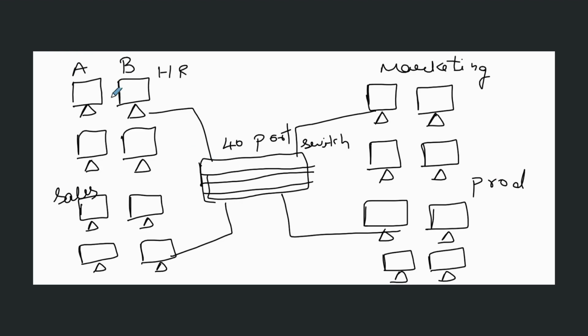Now we're going to see the behavior of the switch. A device wants to send data to the B device. Data will not go straight to the B device. It will travel to the switch first, and from the switch it will travel to the B device.